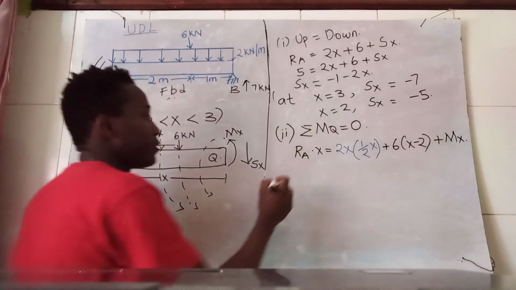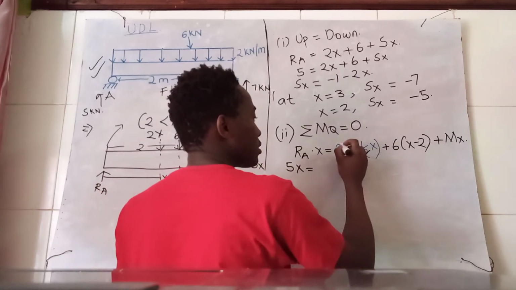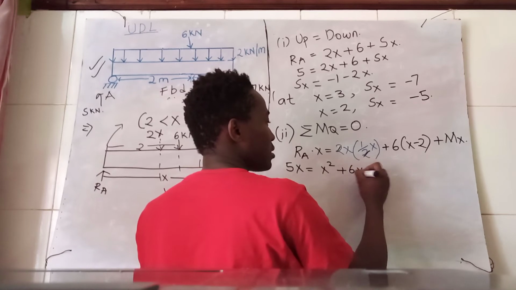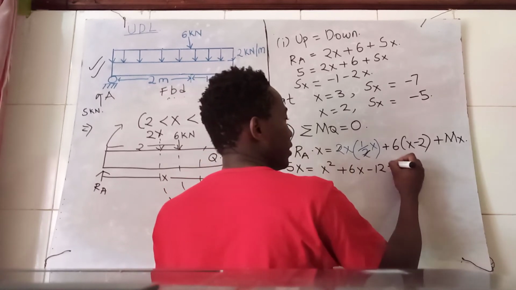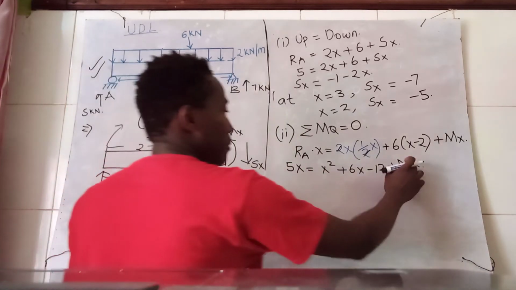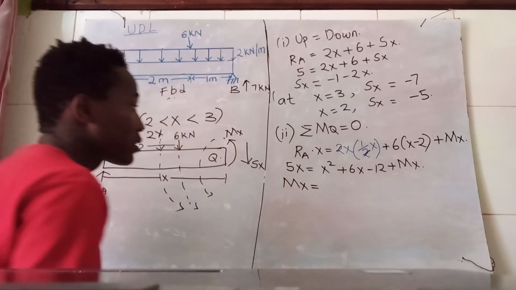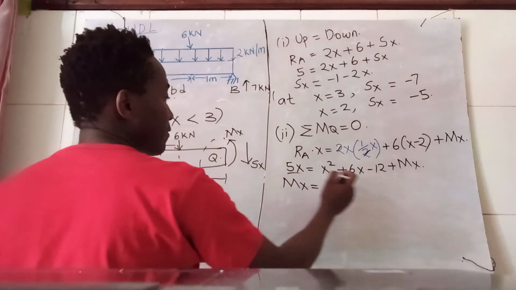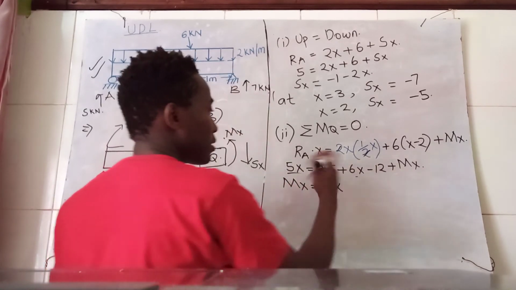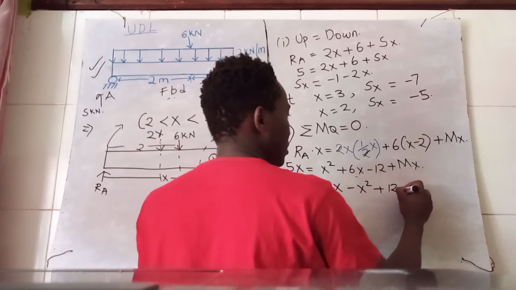RA was 5. Therefore, 5x equals x squared plus 6x minus 12 plus mx. Make mx the subject of the formula. Mx is going to be given by 5x minus 6x minus x squared plus 12.